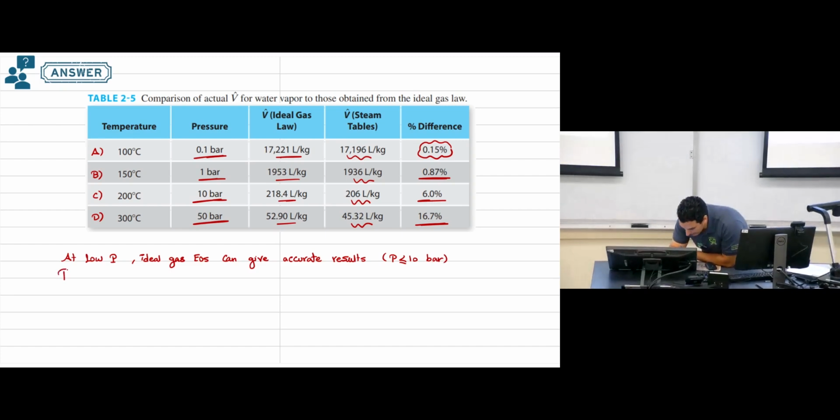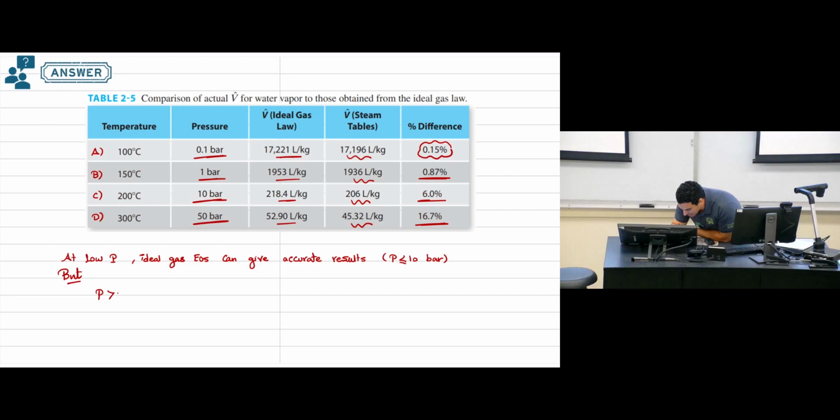But if the value of the pressure is more than 10 bar, then we have large errors in ideal gas equation of state predictions.